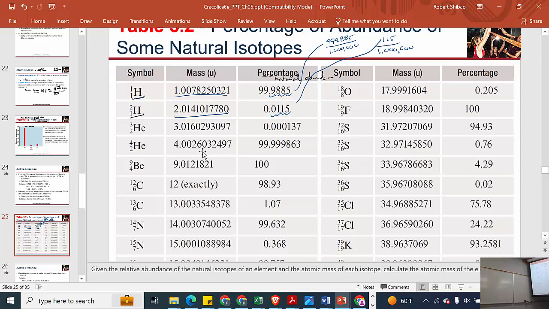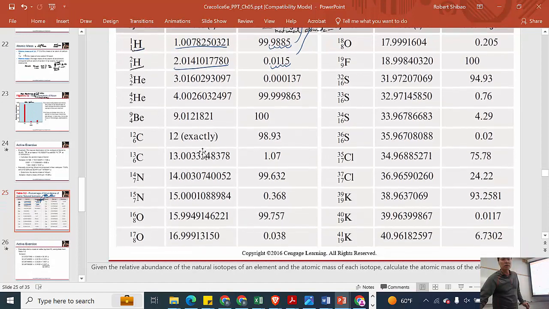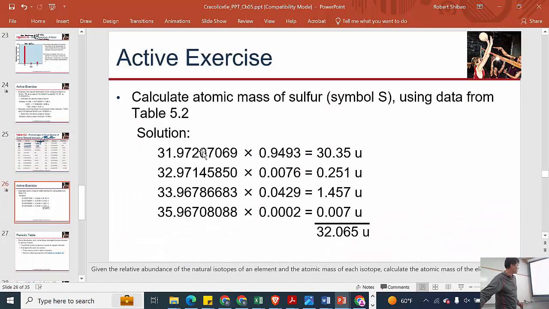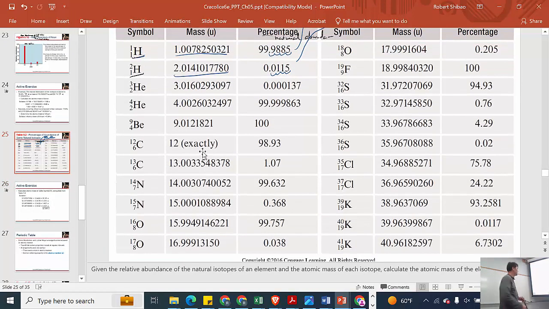It's got a mass of 17.9991604. So how many sig figs is that? That's 9 sig figs. We can get that mass too. Now, what are the other isotopes of oxygen? The other isotopes of oxygen that we have are oxygen 16 and oxygen 17. And so what happens is this. There's some light oxygen, and then there's some heavier oxygen.